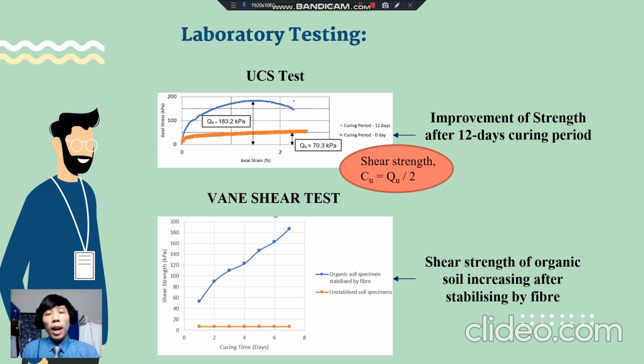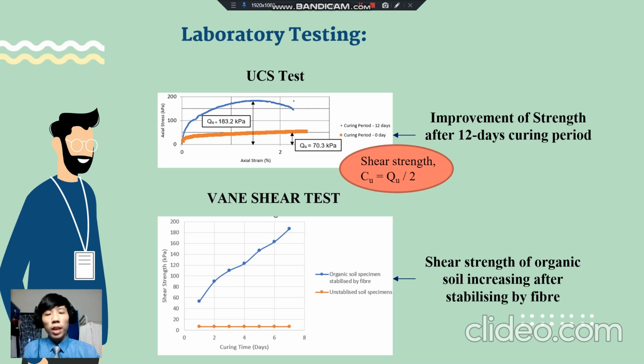During PSM1, I have done UCS tests and vane shear tests for 2 samples, which were organic sand and organic sand stabilized by using fiber. As we can see, the strength of the organic sand stabilized by fiber after curing 12 days is higher than at 0 days. From the results, we can calculate the shear strength by using the formula shear strength equals qu over 2. And this result shows that there is an improvement of strength after the 12 days curing period.